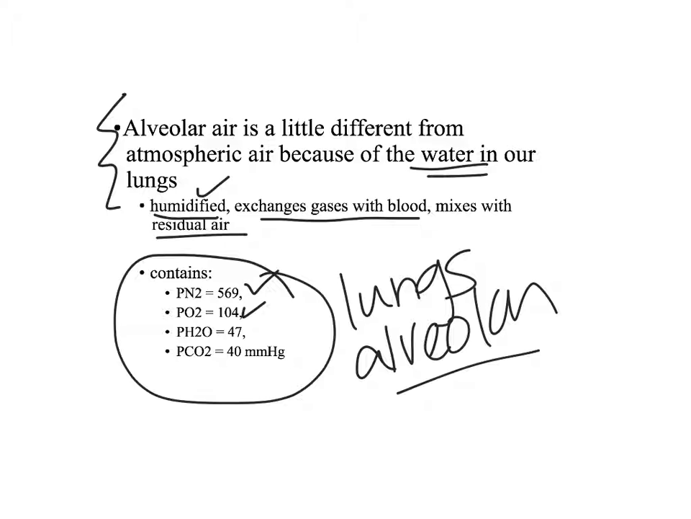Oxygen is 104, water's 47, and carbon dioxide is 40. The two that we're going to be worried about are carbon dioxide and oxygen. That's all we really care about. Those are the big ones for us.